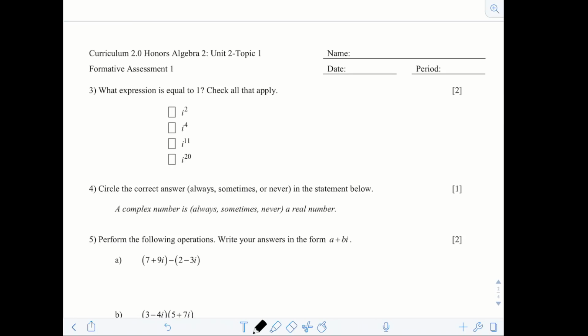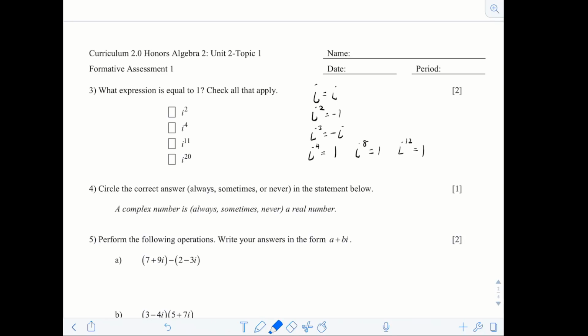Okay, moving on. Which expression in this is equal to 1? Check all that apply. So we need to remember a couple things. i squared is equal to negative 1. i to the third is equal to negative i. And then i to the fourth is equal to 1. Now that means i to the 8th is equal to 1. That means i to the 12th is equal to 1.